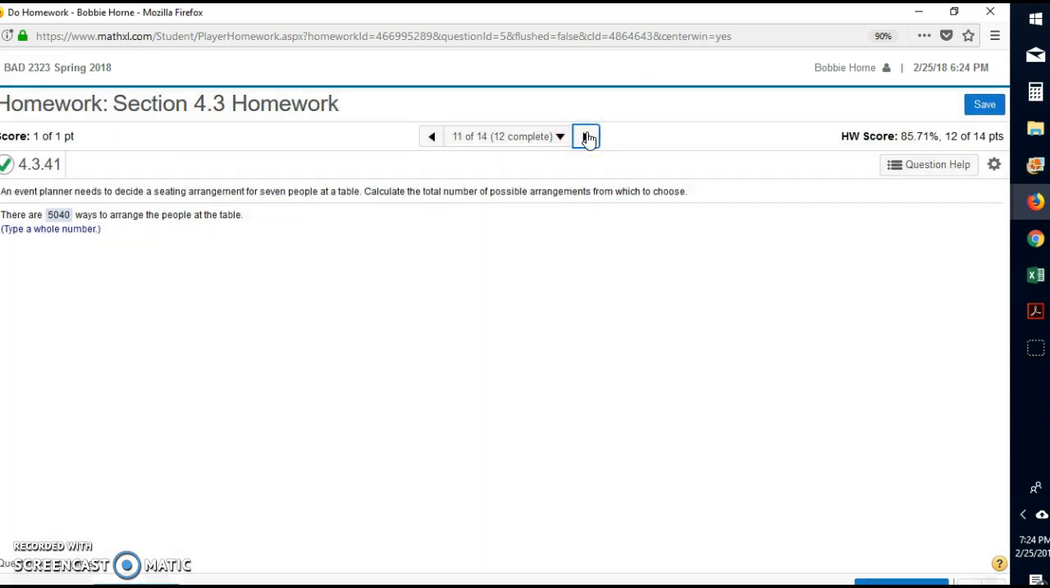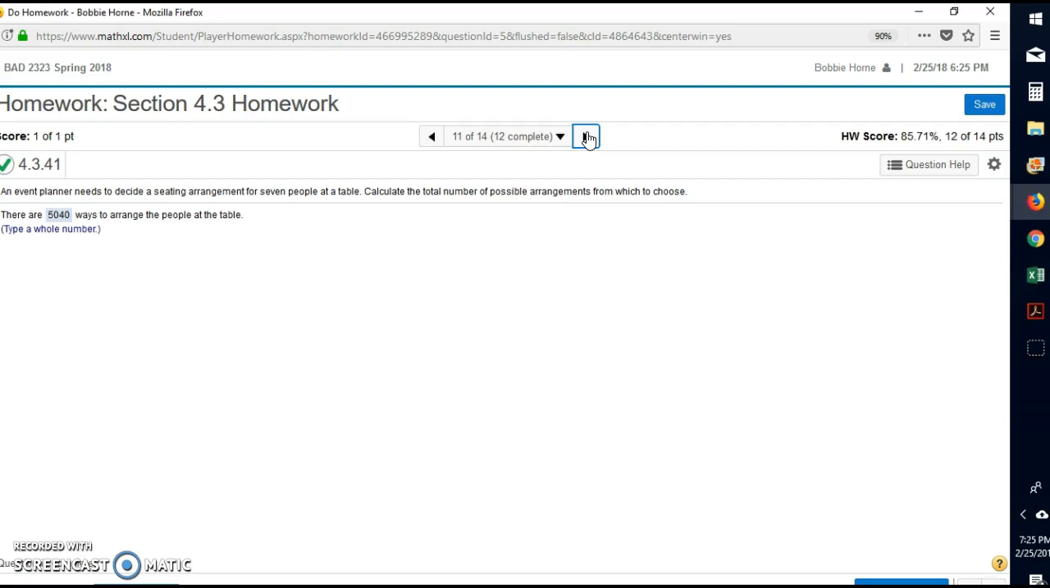Okay, for number 11, an event planner decides to do a seating arrangement for 7 people at a table. Calculate the number of possible arrangements from which to choose. Well, in a seating arrangement the order is going to matter, because even if it's the same group of people, the chair that I'm sitting in changes the arrangement. So the order does matter here.